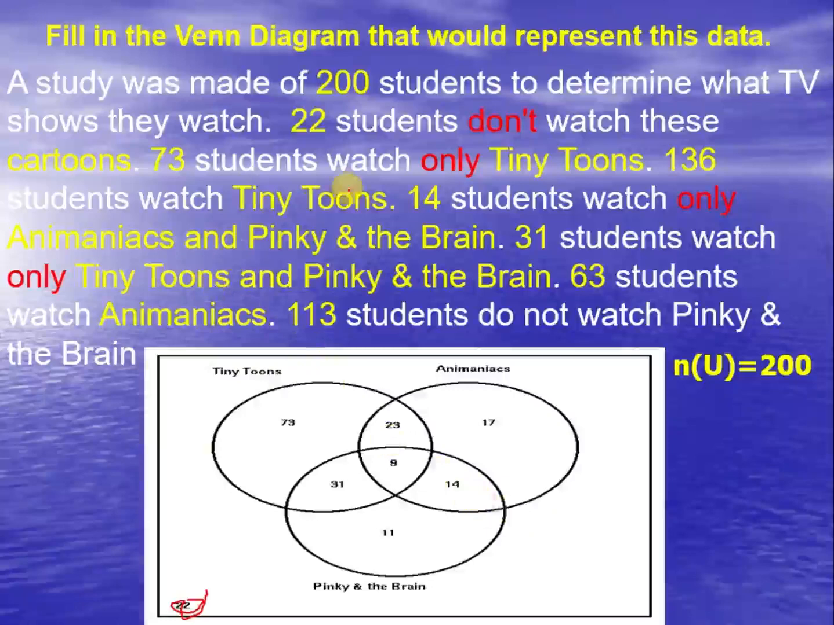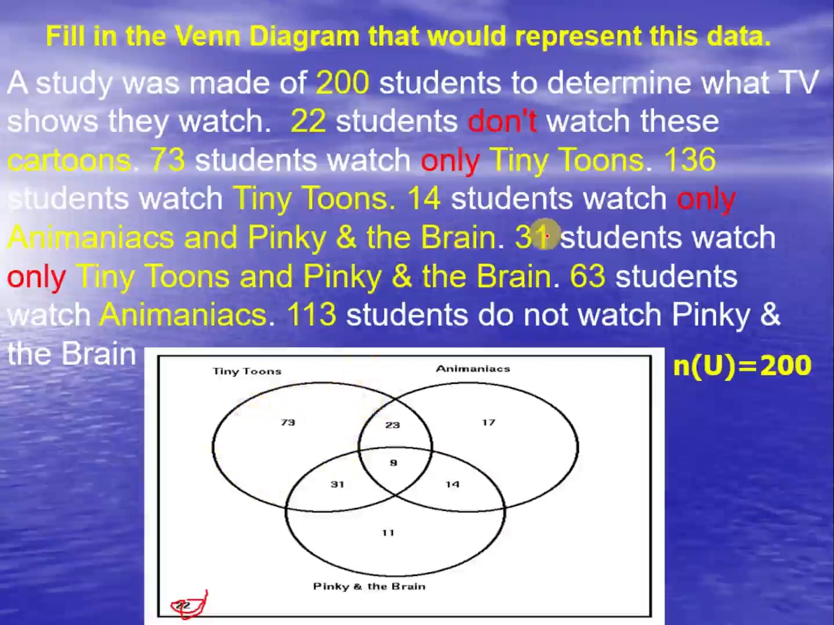So aside from that, 73 students watch only Tiny Toons. 73 watch only Tiny Toons. So when we outline only Tiny Toons, just circle all the other TV shows out. So circle the whole of Animaniacs and the whole of Pinky and the Brain out, and the region that is left is what? Only Tiny Toons. So 73 of them. So that is this region over here.